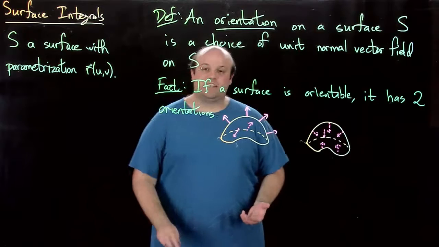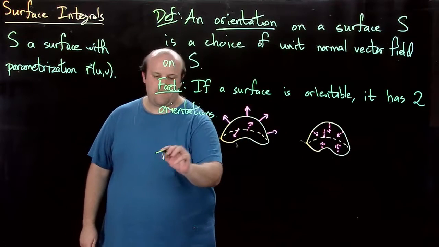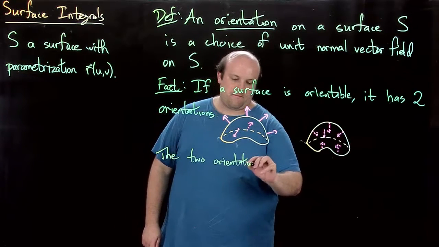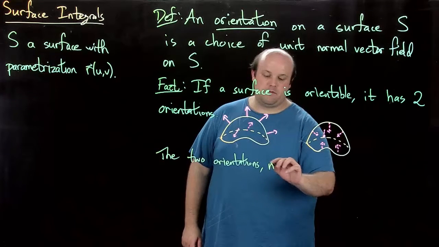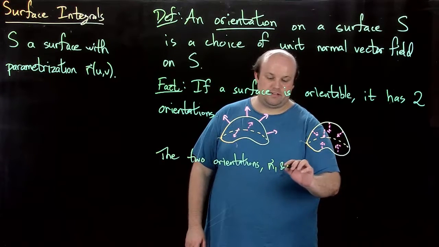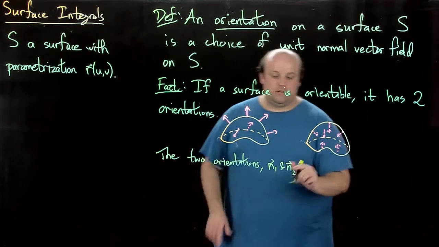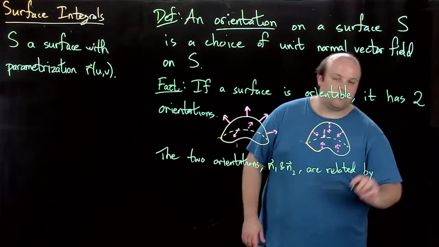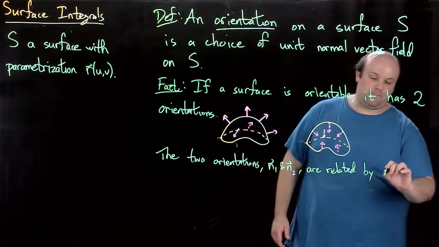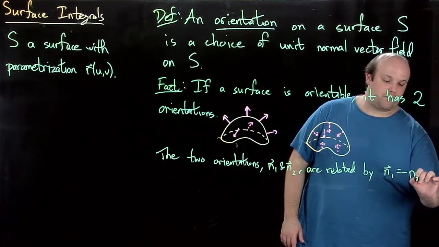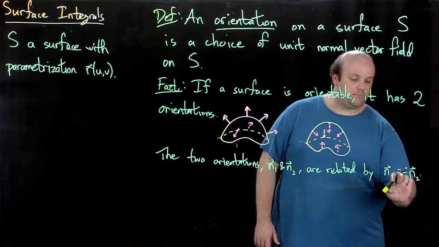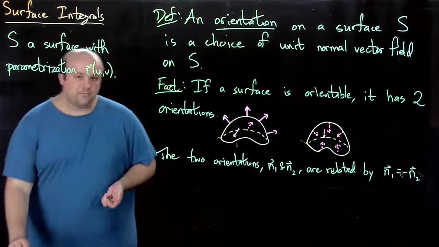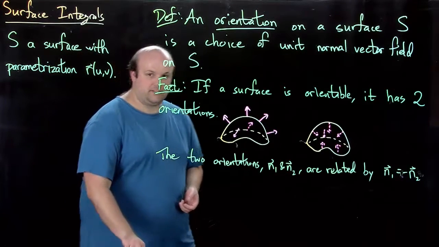So these two orientations are, of course, related. Let's say the two orientations are N1 and N2. One of them is just the negative of the other, which is really quite convenient. So how do we get our hands on these orientations?